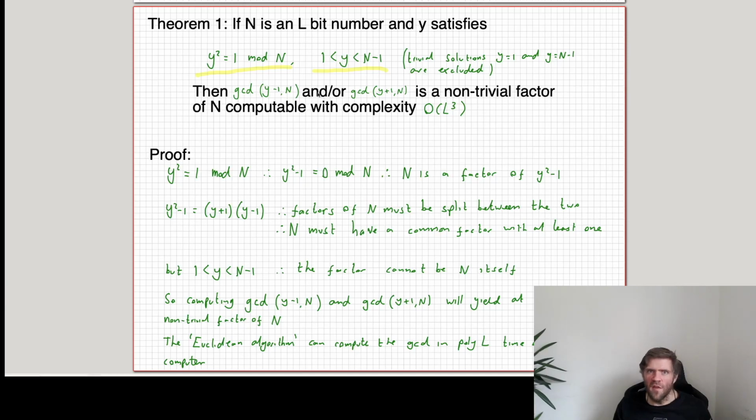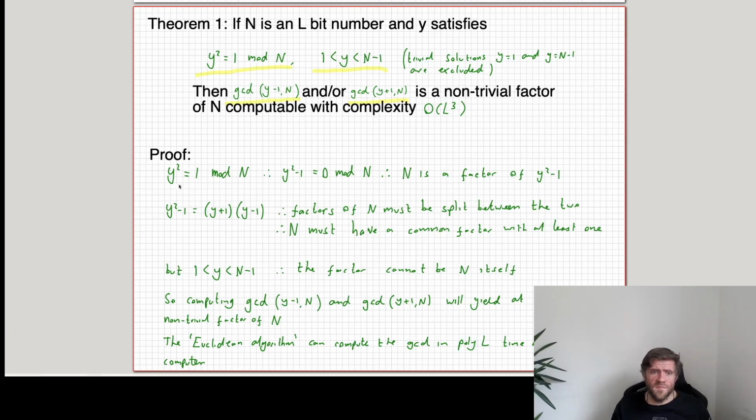If y is 1, then 1 squared is 1 mod n. If y equals n minus 1, then mod n it's effectively minus 1, so that also squares to 1 mod n. But if we exclude those trivial solutions, then the greatest common divisor between y minus 1 and n, and also y plus 1 and n, will be a non-trivial factor of n, computable with complexity L cubed.